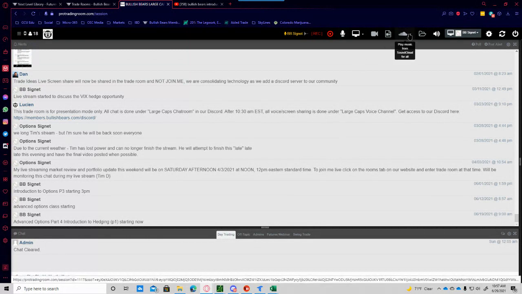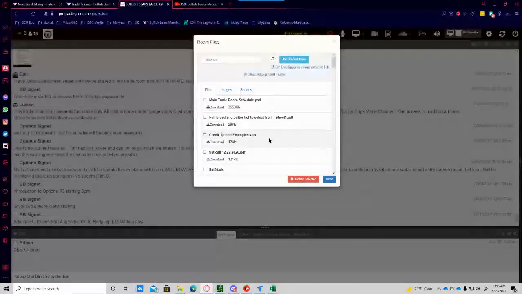There is a room drive here. So if you look across the top, there's a manila folder looking icon. It's called the room drive. We don't really use this much nowadays compared to what we did, but it still has things in it.